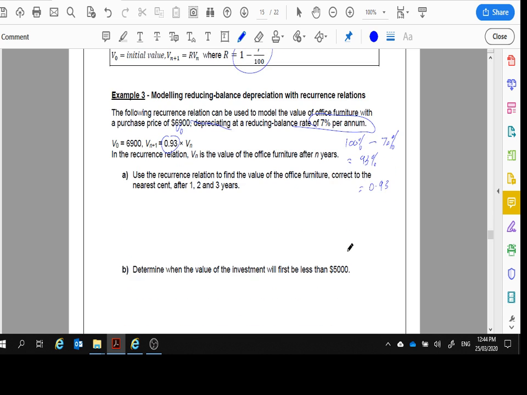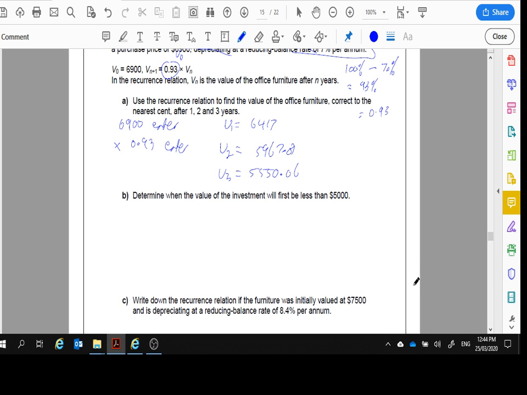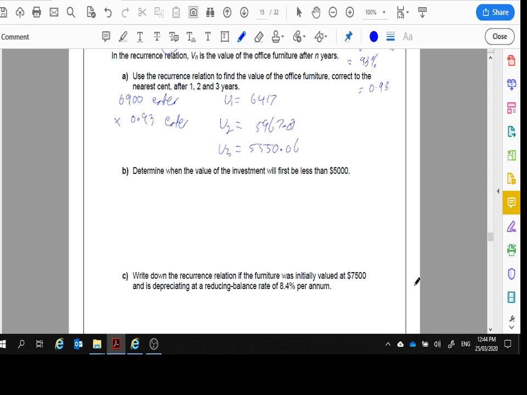Okay, use the recurrence relation to find the value of the office furniture, correct to the nearest cent after 1, 2, and 3 years. This time use your calculator. So 6,900, that's our original, press enter. And go times 0.93 and press enter as many times as you want it. After the first one, V of 1, we get 6417. Press enter again, and you get 5967.81. Press enter again, and you get 5550.06. Determine when the value of the investment will be less than 5,000. Well, we're close to 5,000, so just press enter again. You need to press it 2 more times, so that makes it 5 years when it goes less than $5,000.